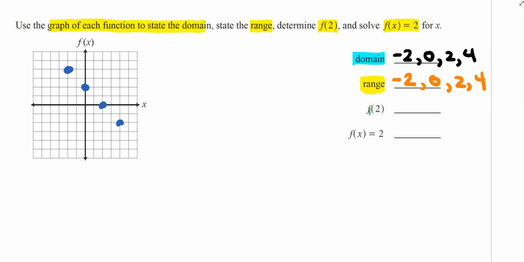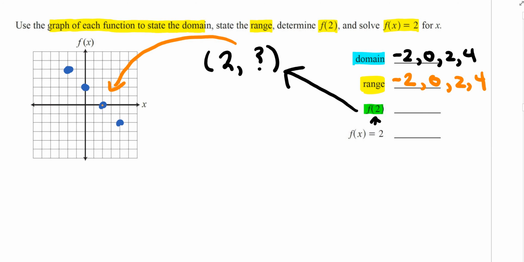Okay, next question is I need to find f of 2, right? So basically what f of 2 means is that your x value is 2. So when x is 2, what is the y value? That's basically what this question is asking for. And this really corresponds to this point right here, because this point in orange is really 2, 0. So basically the y value is going to be 0. So this equals 0. All right, that's it for that particular question.